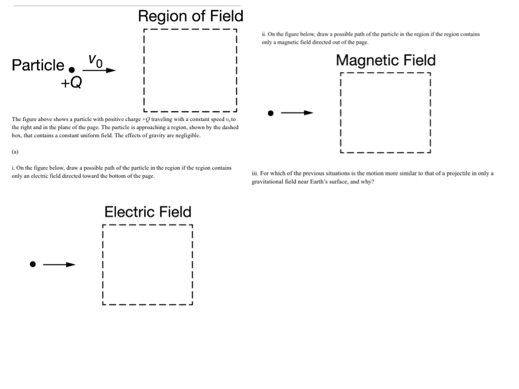Subpart 1. On the figure below, draw a possible path of the particle in the region if the region contains only electric field directed towards the bottom of the page. So let's put our electric field here. And remember, it's constant, so we can show that by, right, that's our electric field.